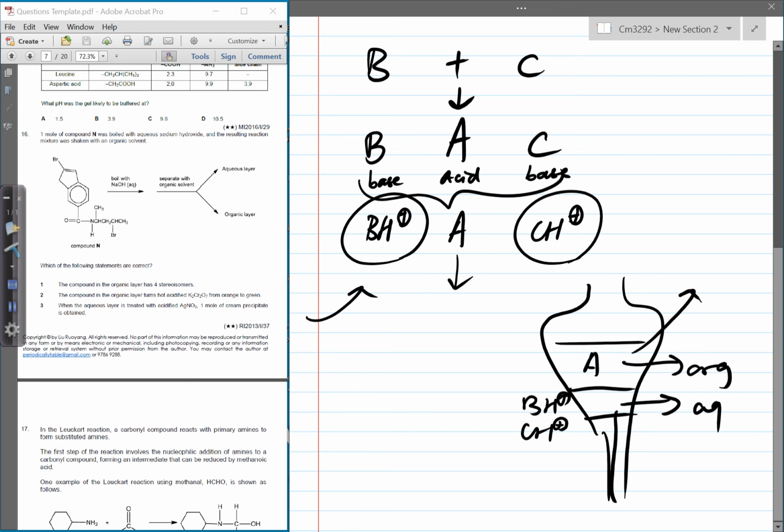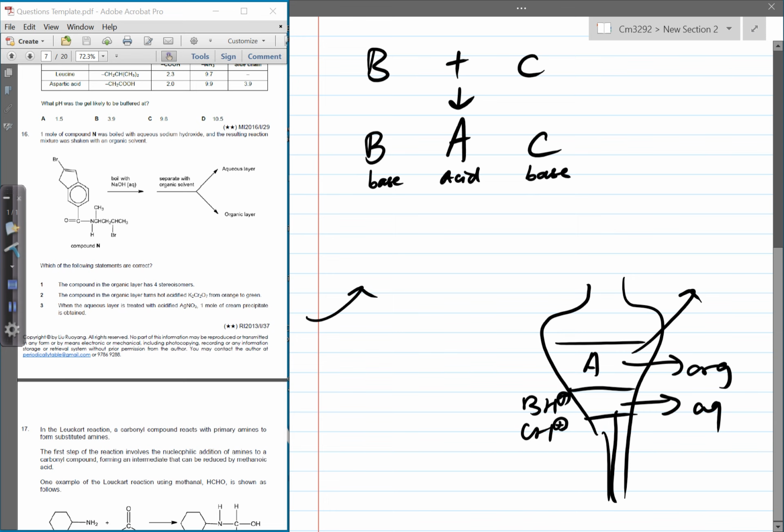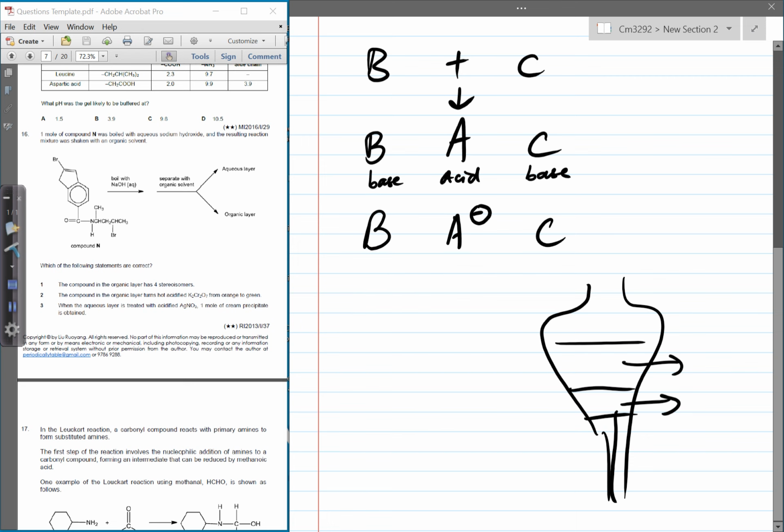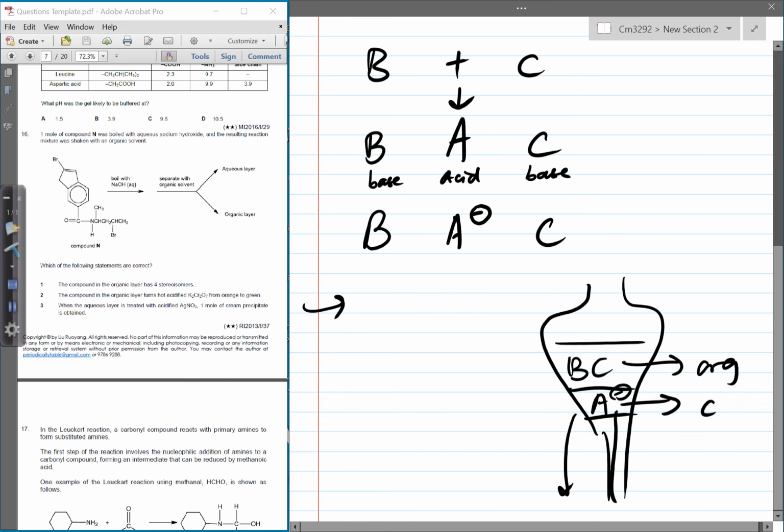Or, instead of adding acid, you can add base. This one is adding acid. Now if you add a base, A will be deprotonated, it will become A minus, while the two bases, C and B, nothing will happen to them. So now what you can do is, again, just add water. But now A minus will go inside the aqueous layer, while B and C will remain in the organic layer. And then you can just drain away the aqueous layer.